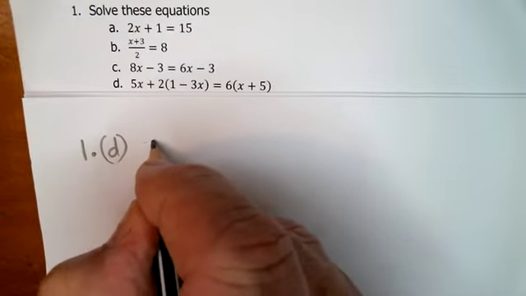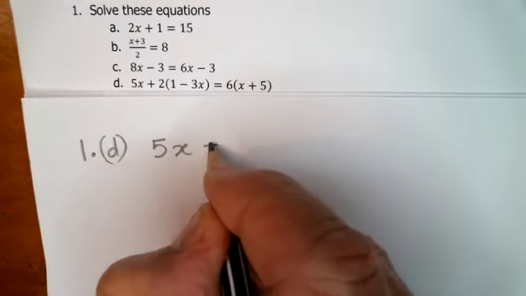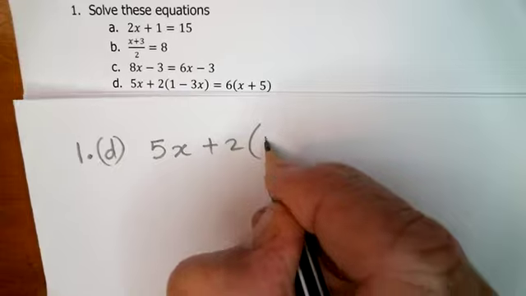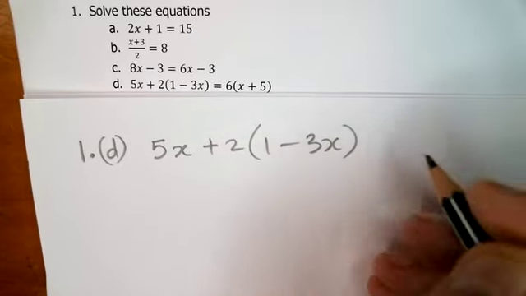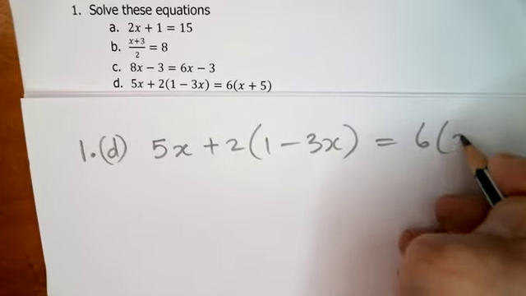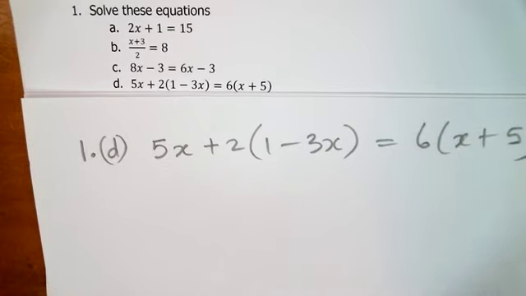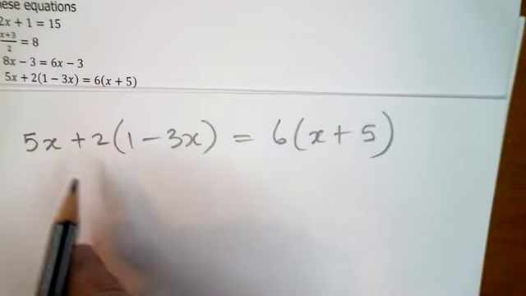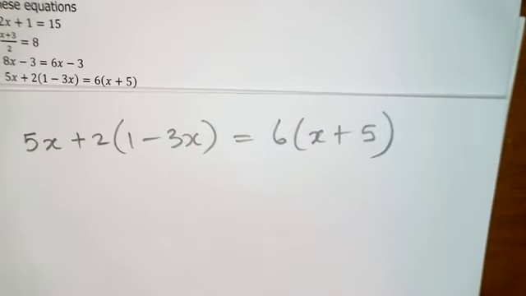So I'll restate the question. 5x plus 2 all times 1 minus 3x is equal to 6x plus 5. I like to spread them out a little bit over the page so I've got plenty of room to maneuver if I need to. So, lots of things I can do here, and I suppose I would expand the brackets first. That would make a bit of sense.